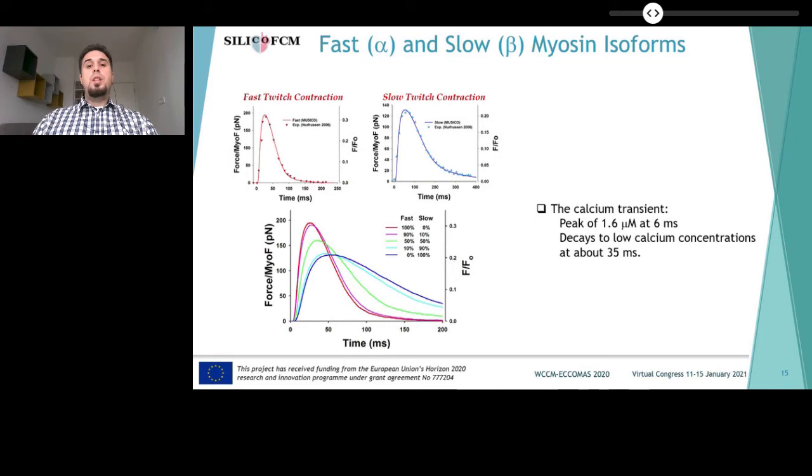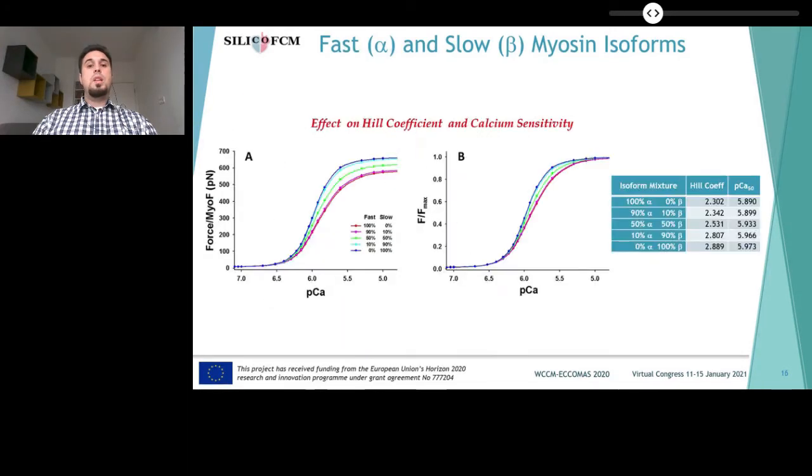The fast and slow twitch data from mouse skeletal muscles reported by Nyrhinen are fitted with MUSICO simulations in the top panels. The calcium transient was the same and had a peak of 1.6 micromolar at 6 milliseconds and decayed to low calcium concentrations at about 35 milliseconds. In the bottom panel, we changed the percentage of fast and slow myosin isoforms in sarcomeres to see its effect on twitches, which shows slower rise and relaxation times as well as lower generated force as the percentage of slow myosins increases.